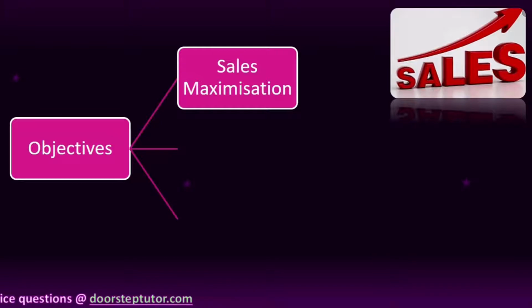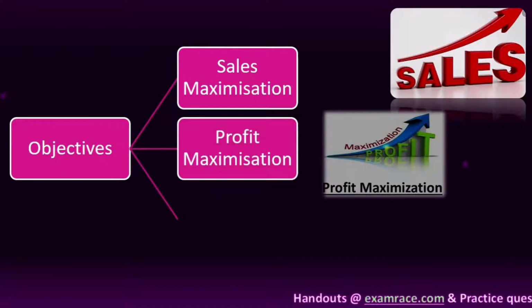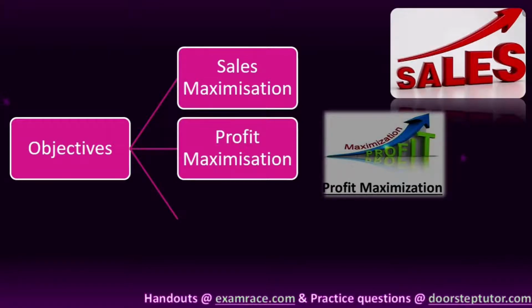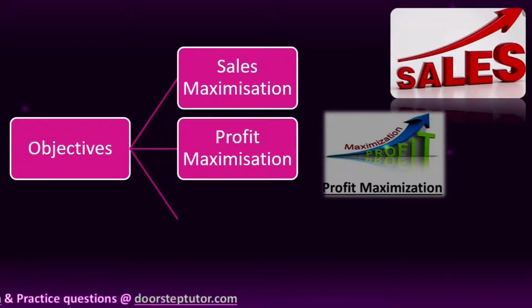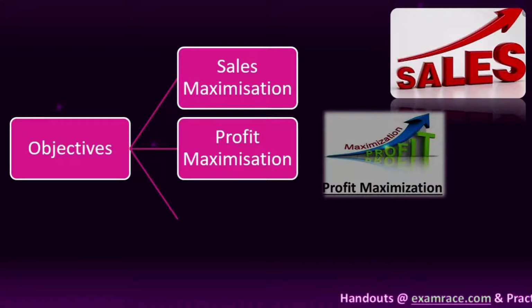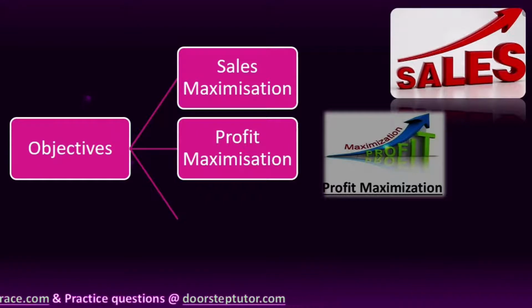Coming up to the next objective, which is profit maximization. It is yet another important objective guiding the entrepreneur for the production of goods. Profit plays a crucial role in the production decision taken by the firm. According to the traditional theory, that level of output which has the maximum difference between total revenue and total cost will help an entrepreneur to maximize his profit.